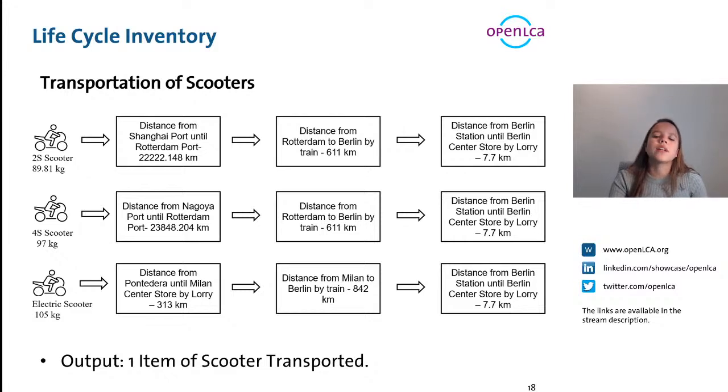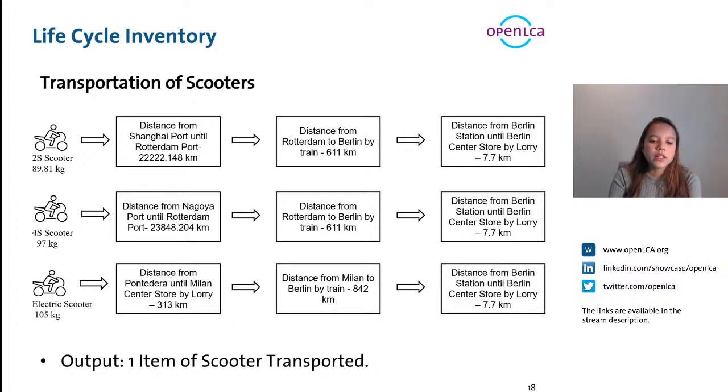And this is not always available, but then we need to make some reasonable assumptions. So, for instance, the two-stroke scooter is in China, so it's fair to assume that it's going into Rotterdam by ship. Then you need to look on the internet for the distance from one port to another, and then convert to kilometers. After that, when the scooter is already in Europe, in Rotterdam, they are probably transported by train until Berlin, and then inside Berlin, because they are going into the city center, to the store that we are considering for the commercialization, they are probably going by lorry. So this also needs to be considered. And then the output of the transportation step is one item of scooter transported.